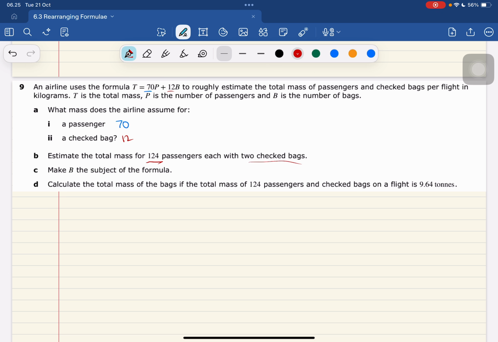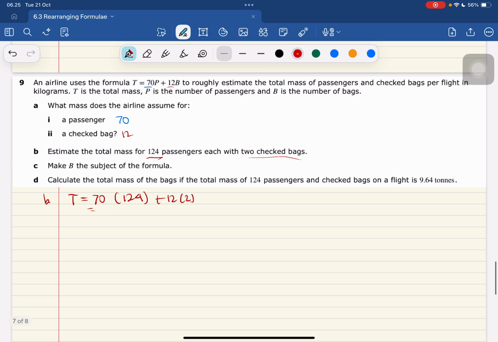So T equals 70 multiplied by 124 plus 12 times the number of bags, which is 2. First we have 70 multiplied by 124, which will give us the answer of 8,680, plus 24. So it's going to be 8,704 kilograms.